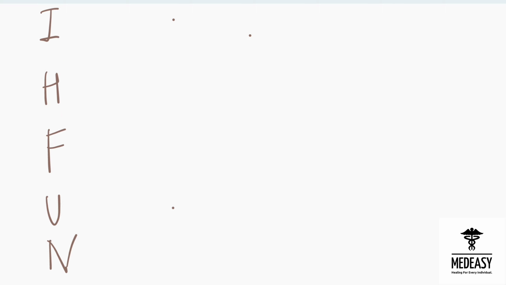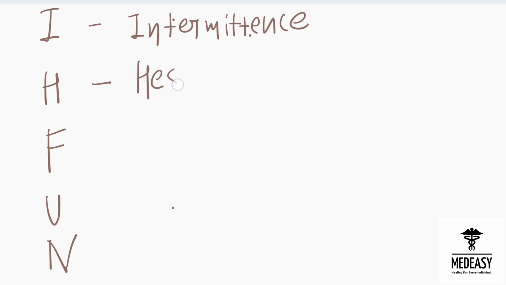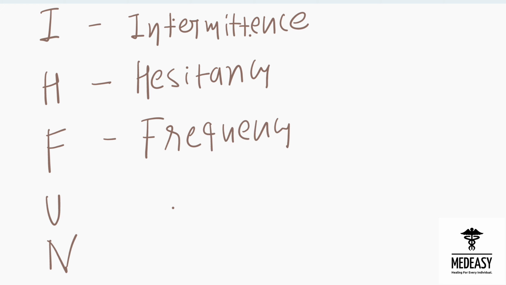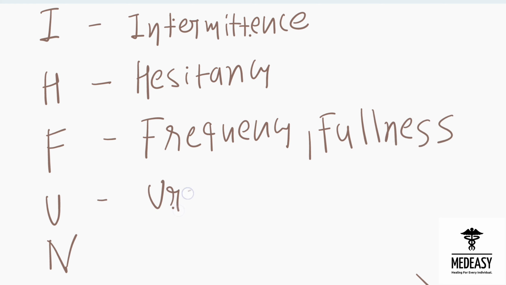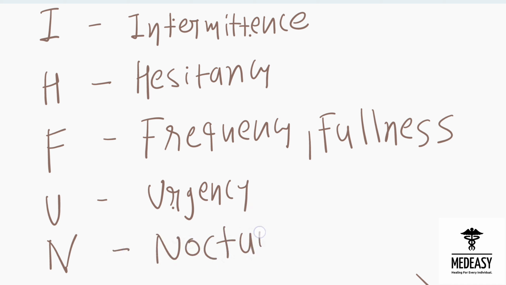From I, we have intermittency. From H, hesitancy. From F, frequency. From F again, fullness of bladder. For U, there is urgency. The last N is nocturia. First, I also has one other symptom, which is incontinence.